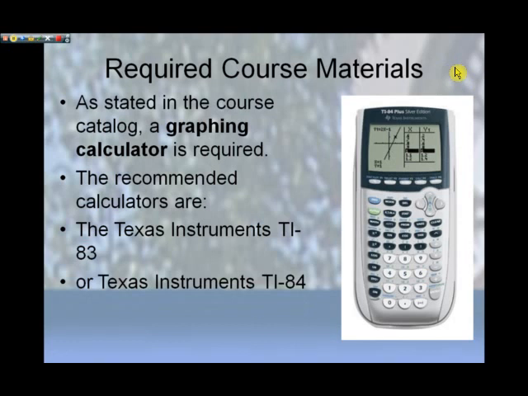Now keep in mind, you don't have to get the ones that say Plus. You don't have to get ones that say Silver Edition. You just want to get the one that really costs the least. That's a TI-83 or TI-84. Those other enhancements we really don't need.